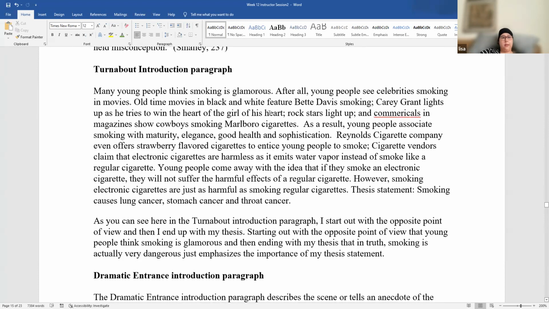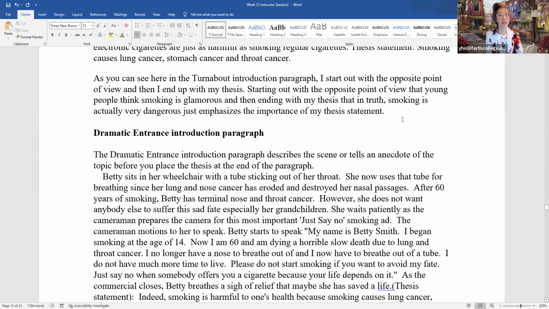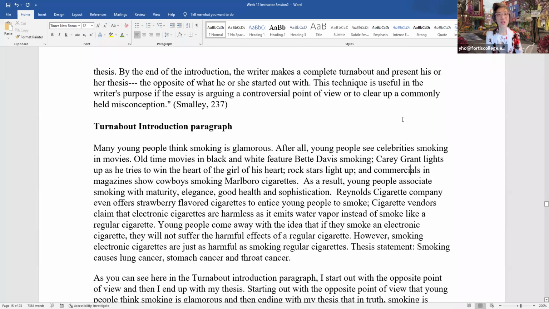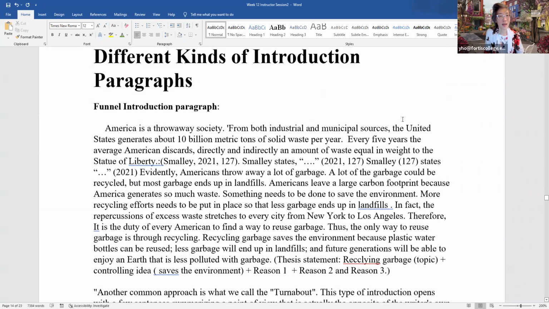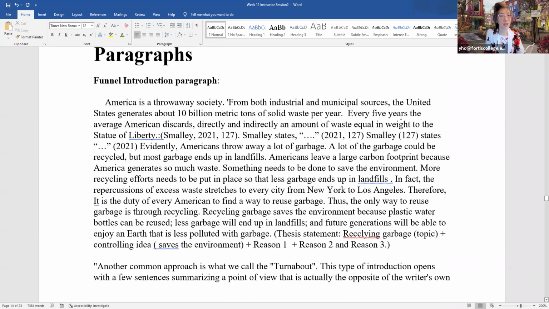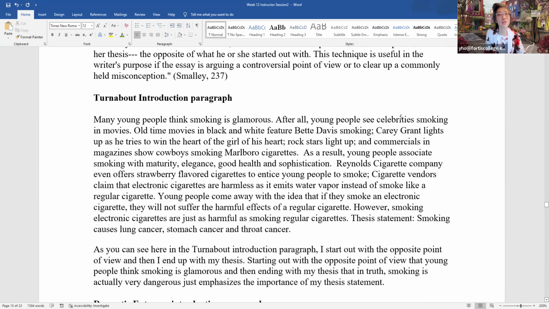And I wrote this off the top of my head, in case you're wondering. It's kind of like devil's advocate almost. Yeah, it's more fun. I find that the turnabout and then the dramatic entrance is a lot more fun. And if I had more time in this class, I would actually have you do more of these kinds of introduction paragraphs and have fun with it rather than just give you the style. Because I only have time to just do the funnel introduction paragraph and then just introduce the idea.